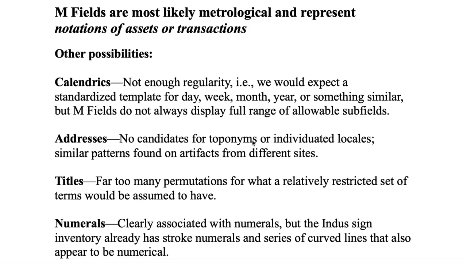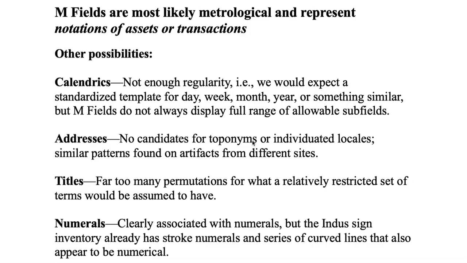It doesn't make any sense that there could literally be hundreds and hundreds, if not thousands, of different possible titles. Finally, numerals. It's clear that these signs, as we've indicated, are associated with numerals. But we already have in the Indus sign inventory a significant number of stroke numerals, which I've alluded to obliquely in connection with the fish sign, as well as a series of curved lines that Brian Farmer believes also denote a series of numerals, and I agree with him. So we already have candidates for numerals.